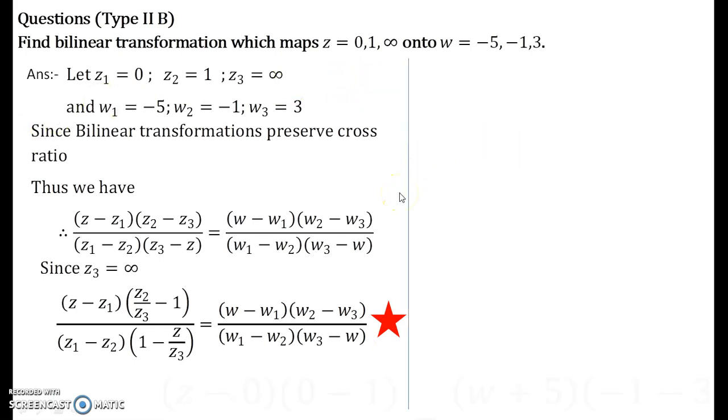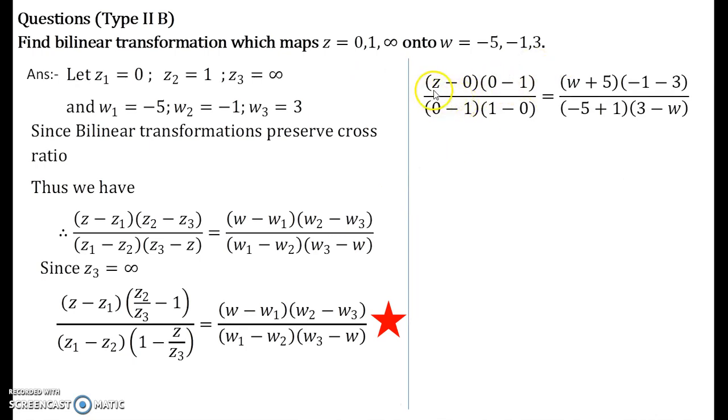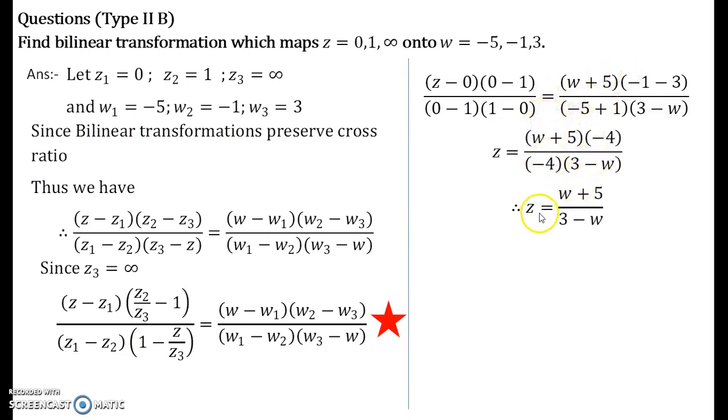Now you plug in the values. What you will get is z minus 0 divided by 0 minus 1. Now this z2 upon z3 will turn to 0, and that will be subtracted by 1 over here, and 1 minus z upon z3 will turn to 0. And on the RHS, you just plug in the values of W1, W2 and W3 the way they are given. Now you perform your calculations. On calculation you will get z equals w plus 5 divided by 3 minus w.